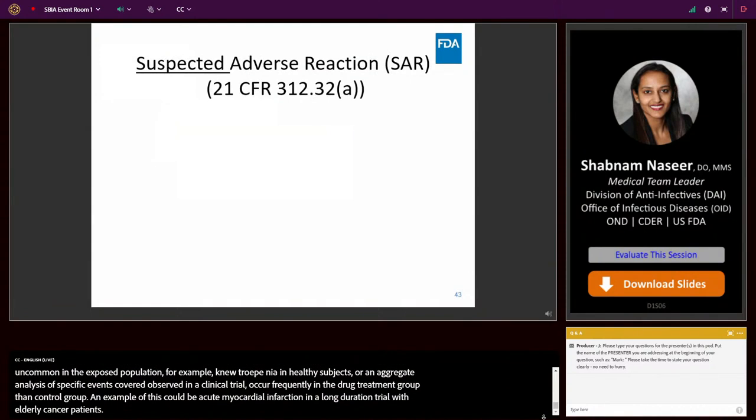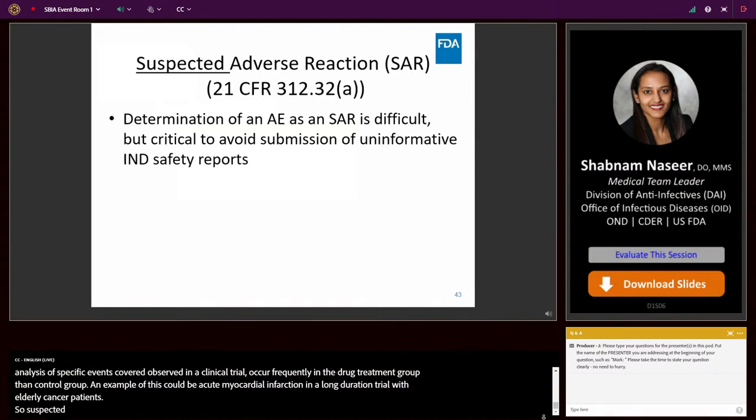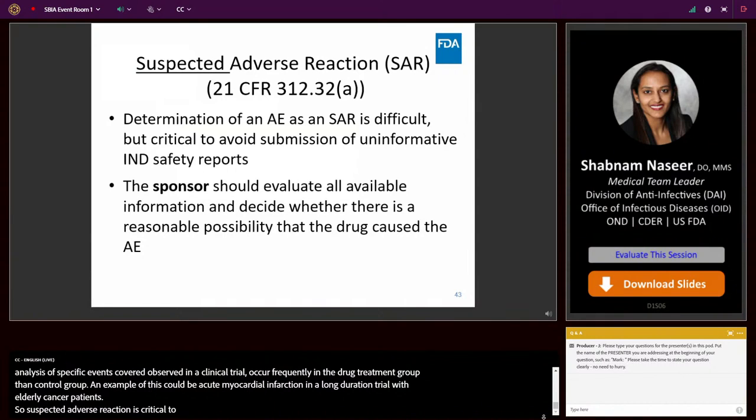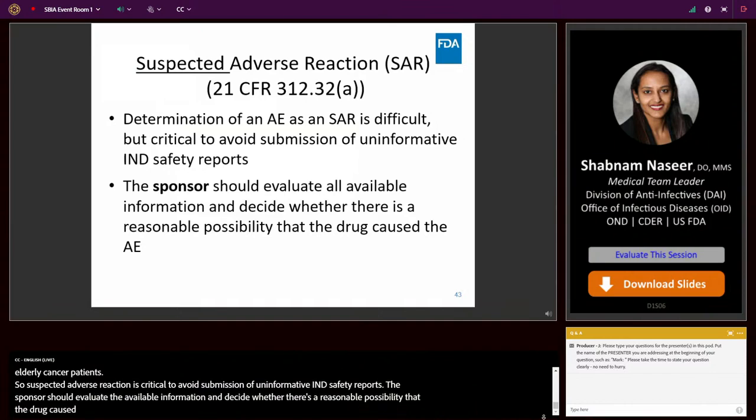So the determination of an AE as a suspected adverse reaction is difficult but critical to avoid submission of uninformative IND safety reports. The sponsor should evaluate the available information and decide whether there's a reasonable possibility that the drug caused the AE, as the sponsor is the ultimate party that determines if the AE is or is not causally related to the drug.